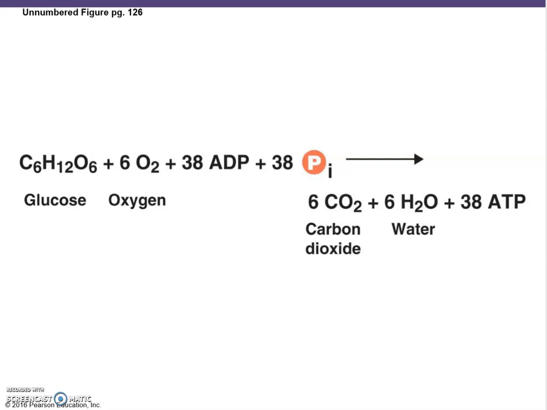Here's the overall reaction of aerobic metabolism or aerobic respiration. So we're starting out with glucose, which has 12 hydrogens, so C6H12O6. We need 6 oxygen, 38 ADPs, and then 38 inorganic phosphates. The result is that we have 6 CO2, so all 6 carbons here from the glucose, they are now completely oxidized, no more hydrogen, so all the hydrogen is gone, it's just carbon and oxygen. So 6 CO2 plus 6 water, and we're going to make 38 ATP. That's ideal to make 38 ATP.